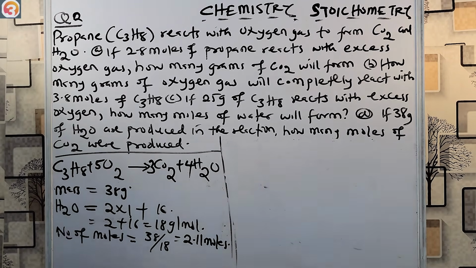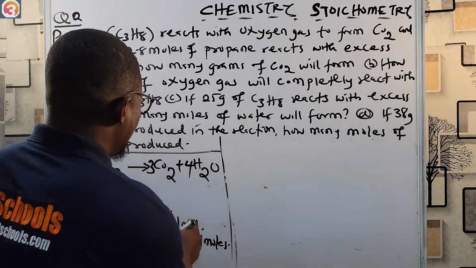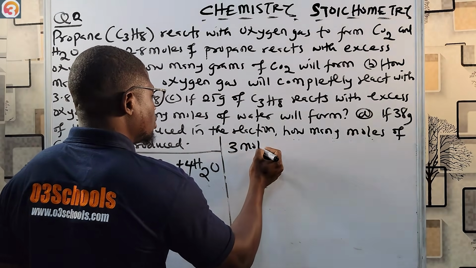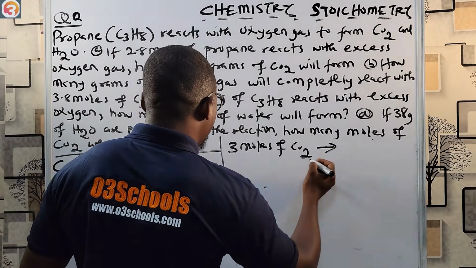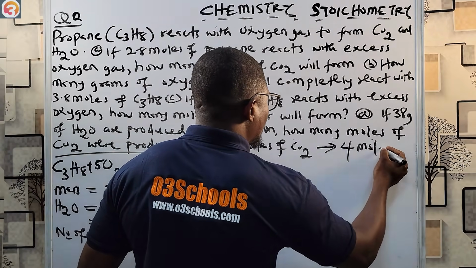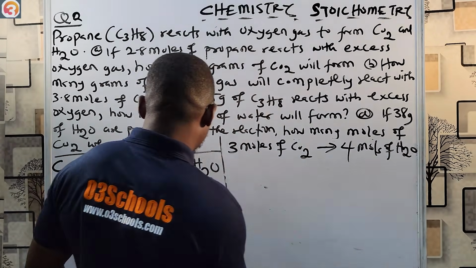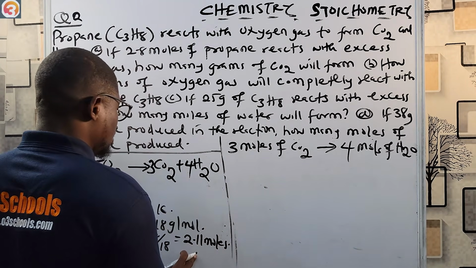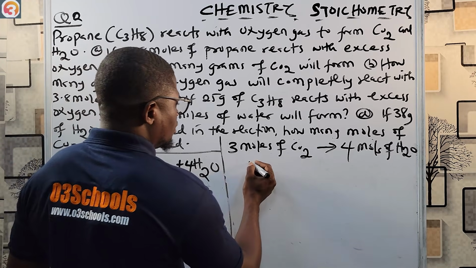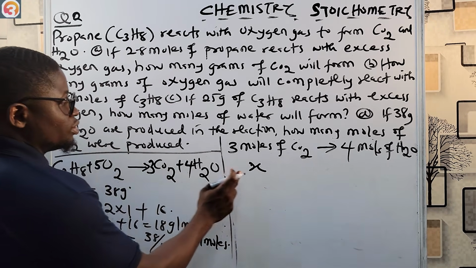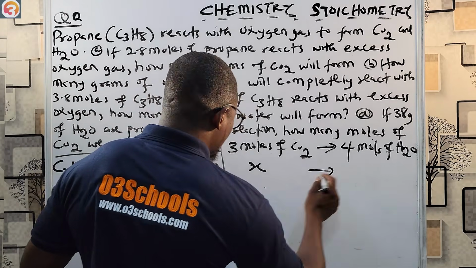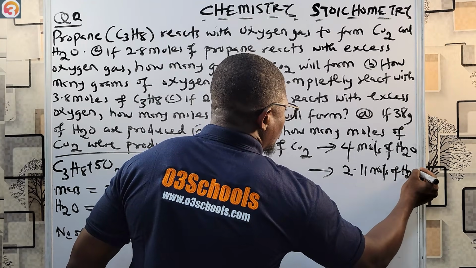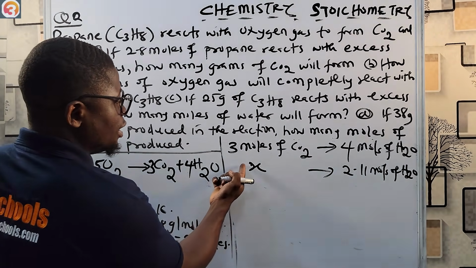Now we can draw a comparison. From the equation, it is 3 moles of CO2 that give rise to 4 moles of H2O. So I'm comparing 3 moles of CO2 and 4 moles of H2O. If we have 2.11 moles of water, how many moles of CO2 is what we're looking for? So x will be on this CO2. We know it is 2.11 moles of H2O. We have found the number of moles of H2O, so we're looking for the number of moles of CO2.